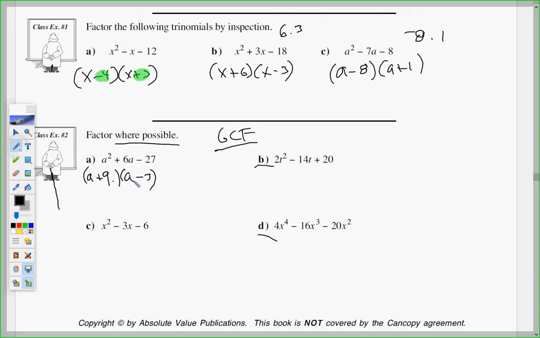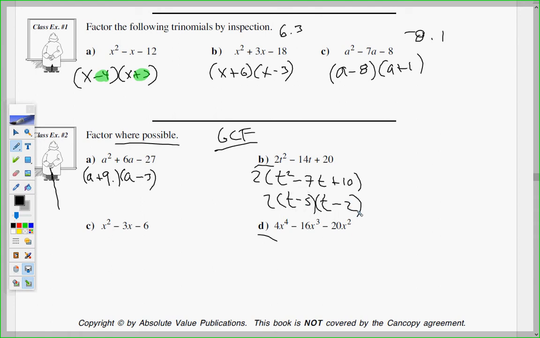How about B? For B, we need GCF first. What's the GCF we can do? 2. Good, so we can take a 2 out. Then you're left with that, and we want to factor this now, if we can. Does that factor? Yes. Negative 5, negative 2. Good.